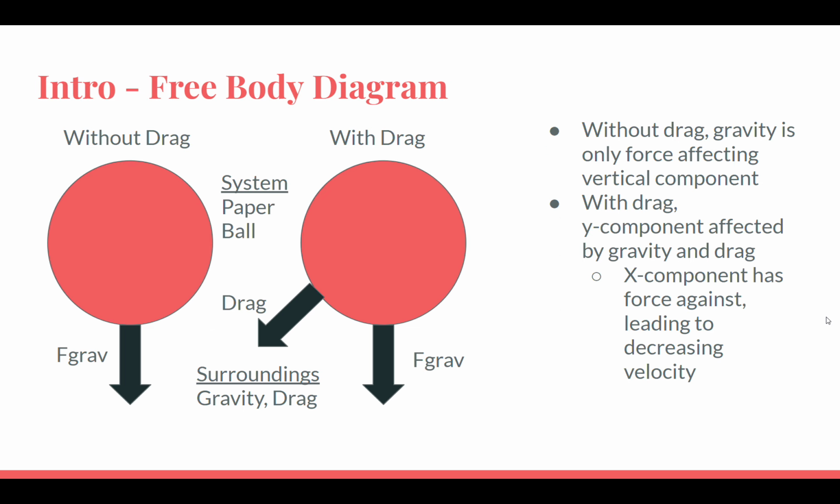So here's just a visual demonstration of the paper ball. Without drag, gravity is the only force acting upon the ball, which leads to the y velocity changing. But then with drag, alongside gravity, there's also a drag force which opposes the motion regardless of where the ball is going. So in this case, it's affecting the y velocity, but also the x velocity, meaning the x velocity is not constant. And in this case, the system would be the paper ball, where the surroundings would be gravity, drag, and typically just any forces that oppose motion.